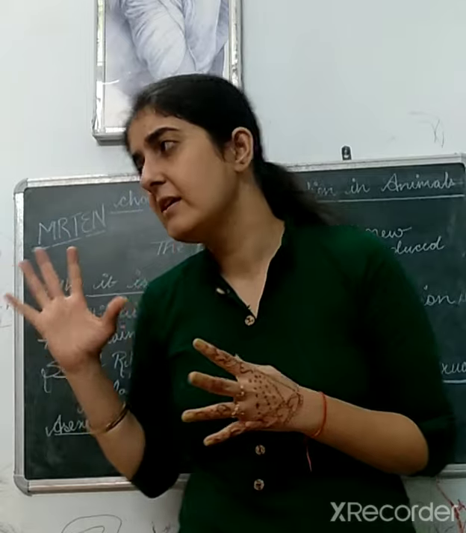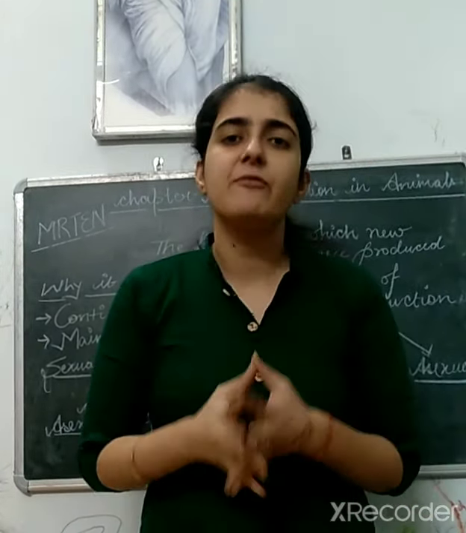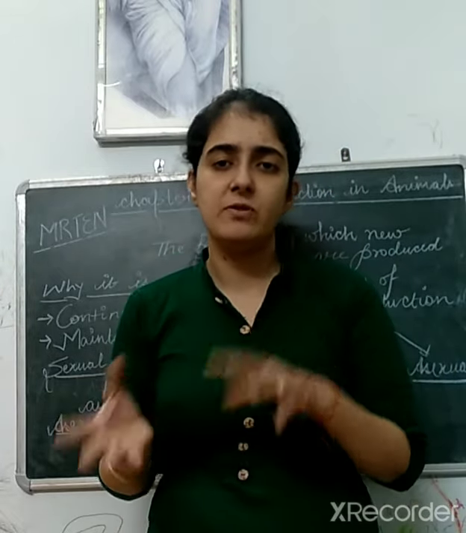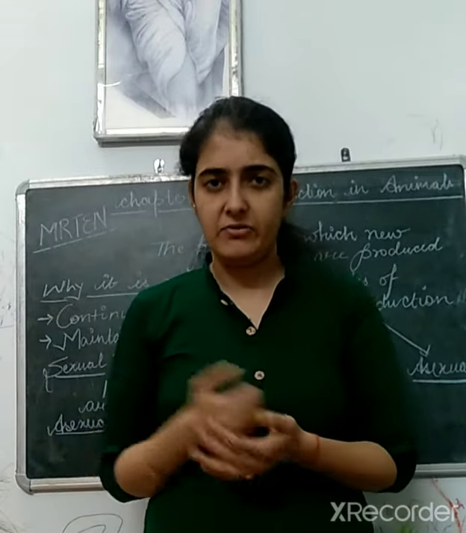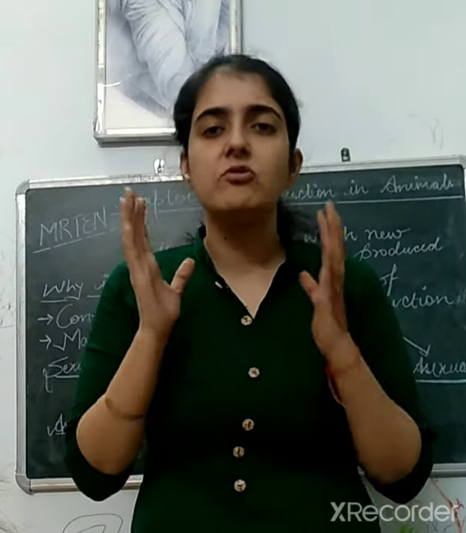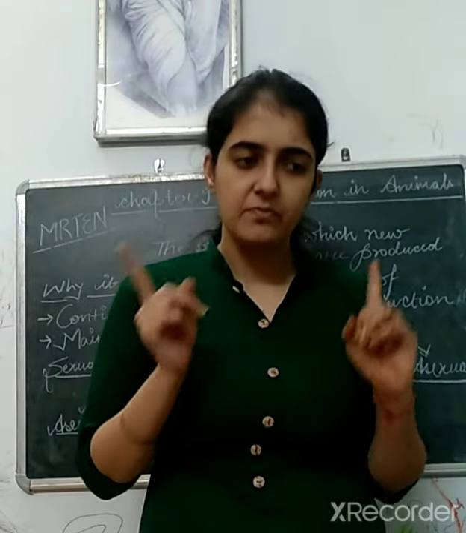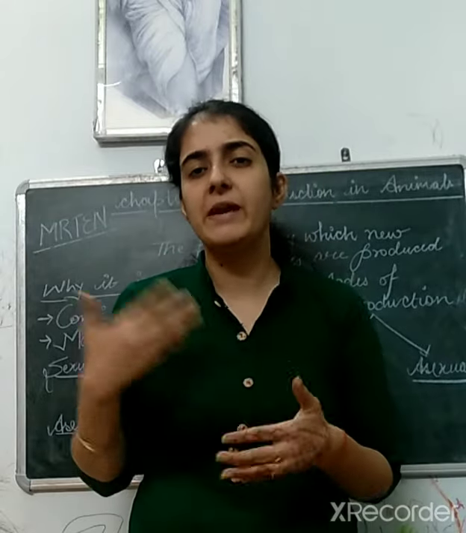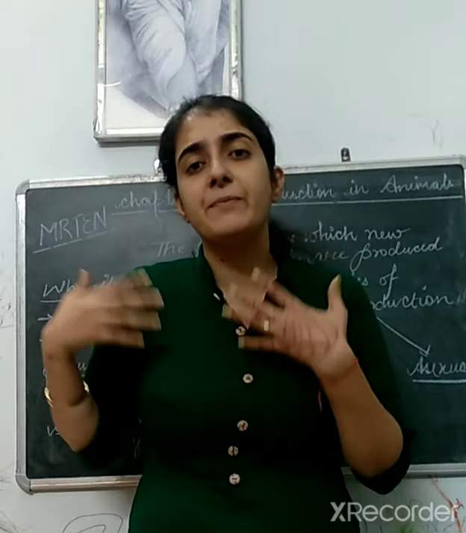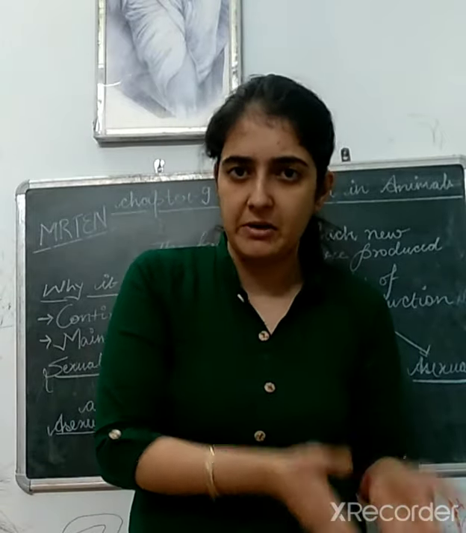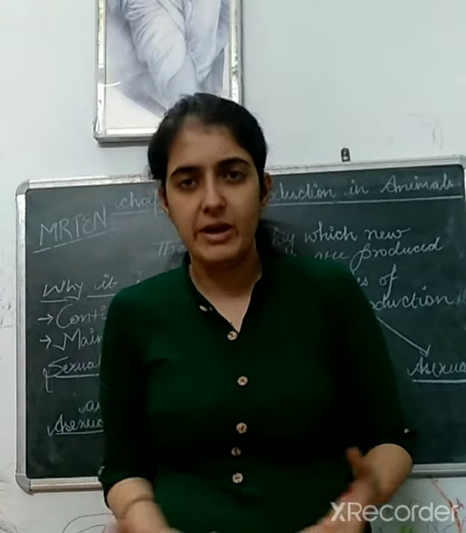So since the name of this chapter is reproduction in animals, you have been hearing this word reproduction since you were in class 4th, 5th, 6th, 7th, 8th, right? So basically reproduction, if you split this word into two, re and production, right? Re means again and production means to make a copy. Like you take a Xerox copy, means you are producing the copy from the original one, right? That is called production, right?